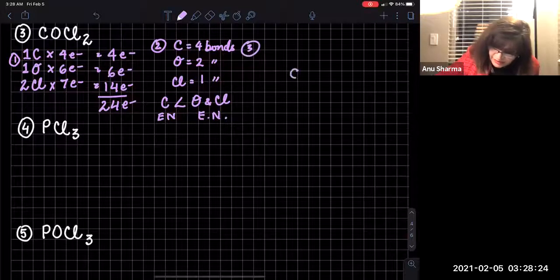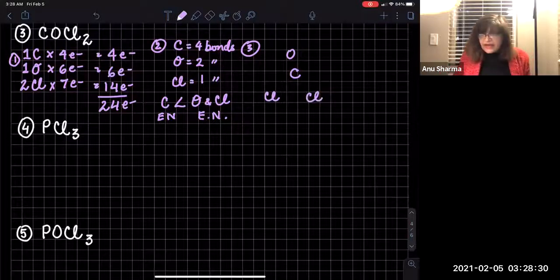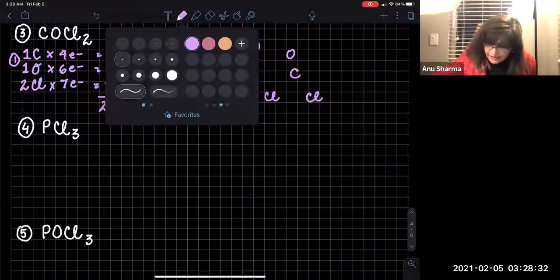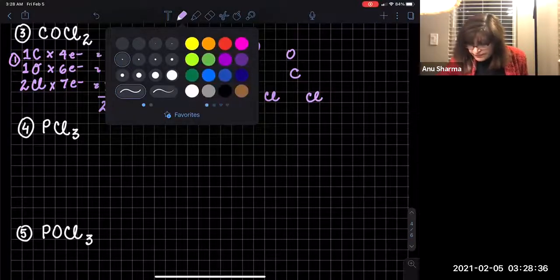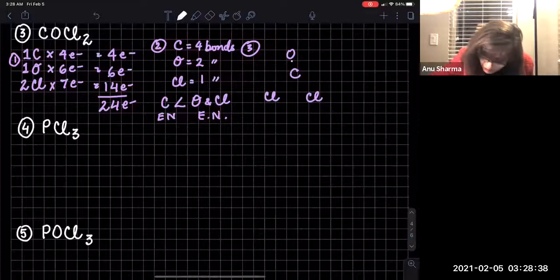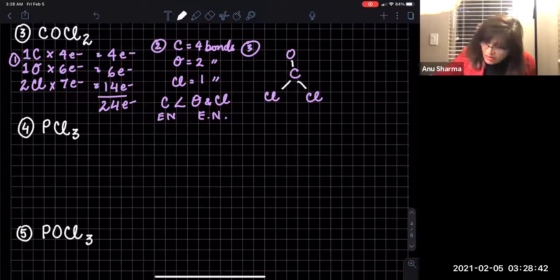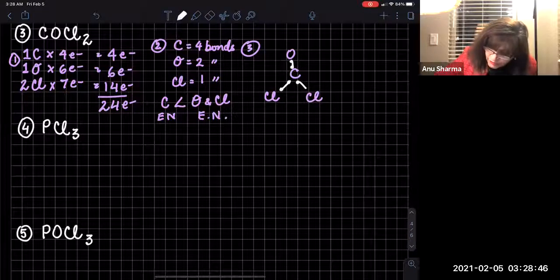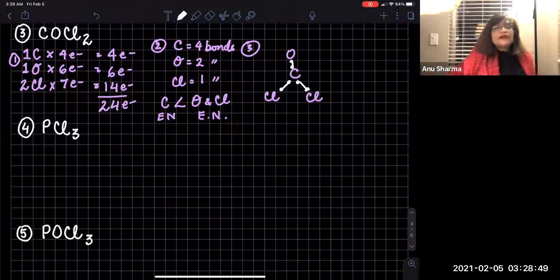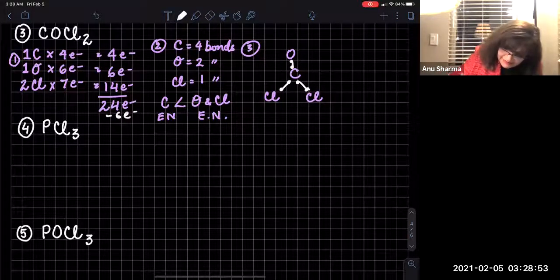So here comes carbon. Put oxygen on the top and the 2 chlorines here. And the first step is to connect them with a single bond. Each of these with a single bond, 1, 2, and 3. Okay, so now we have 1, 2, 3, 4, 5, and 6. 6 electrons have been used. So 24 minus 6 is 18.